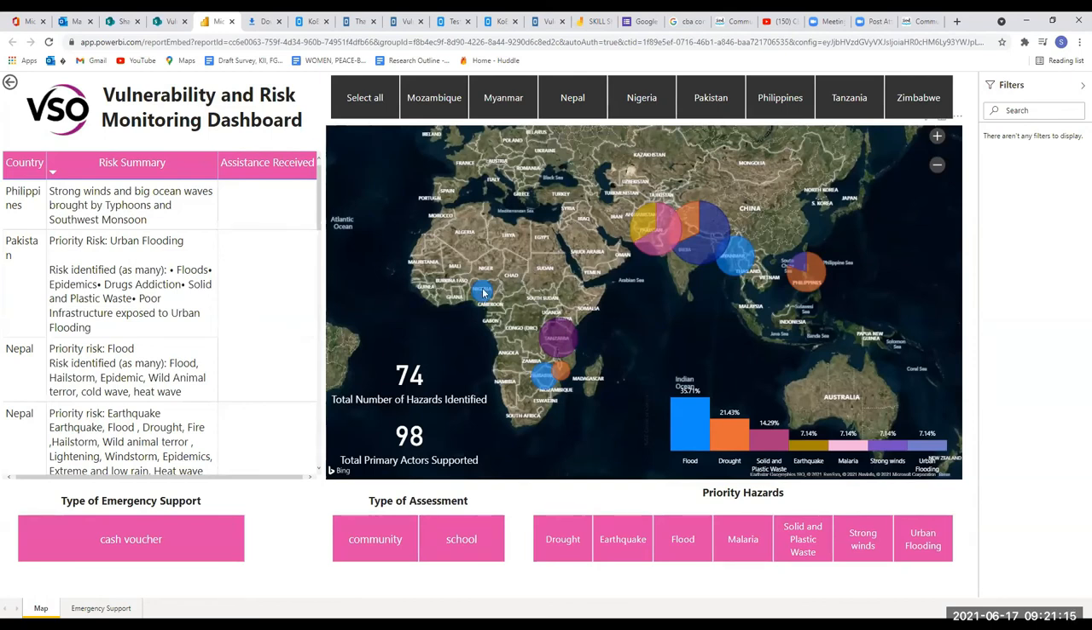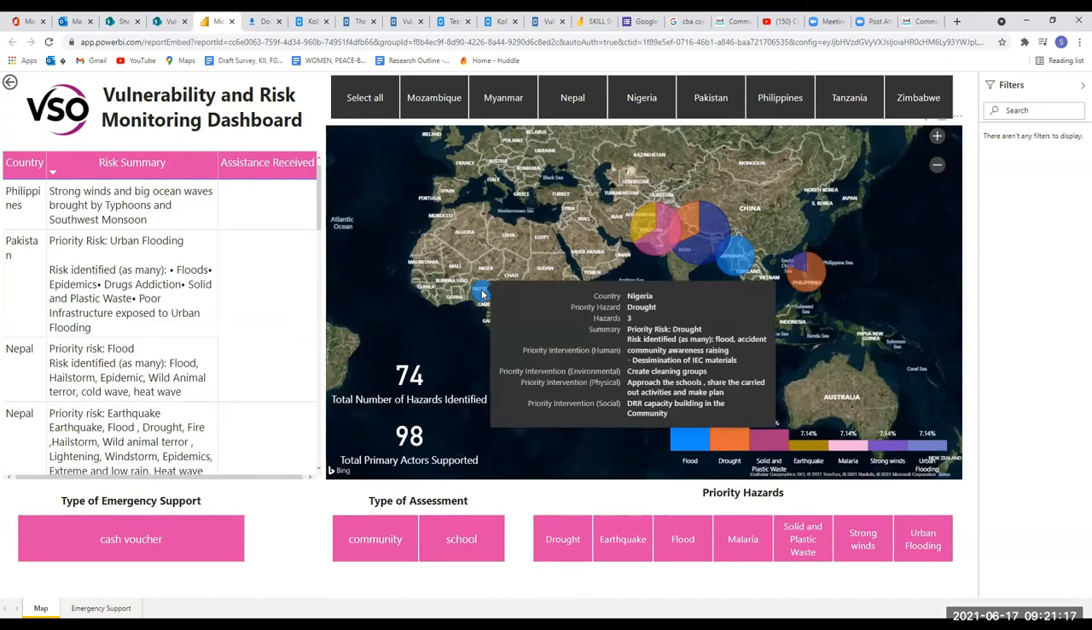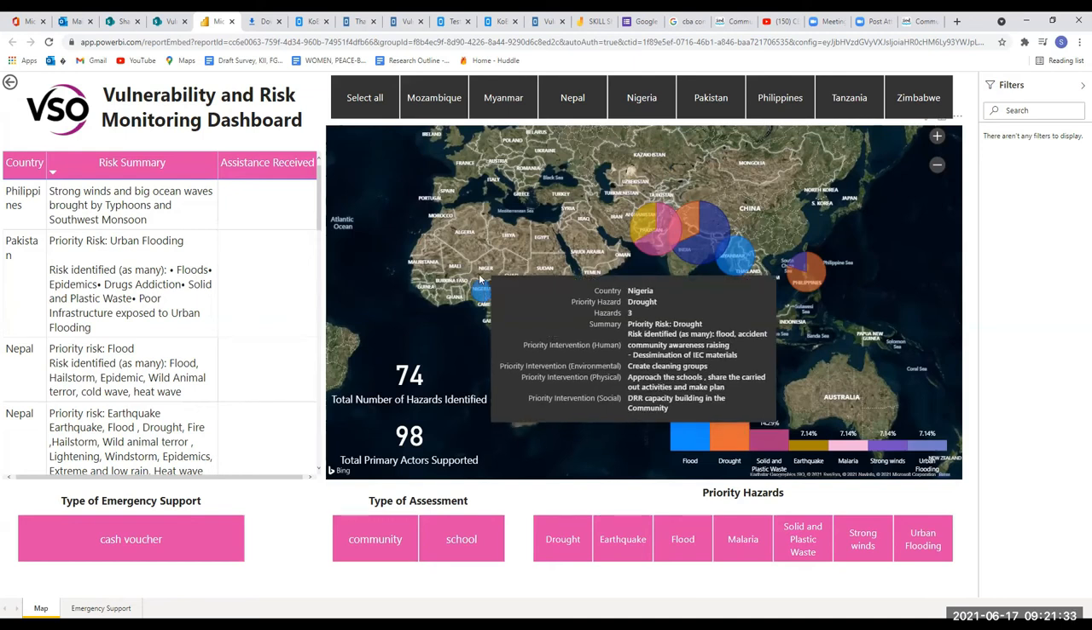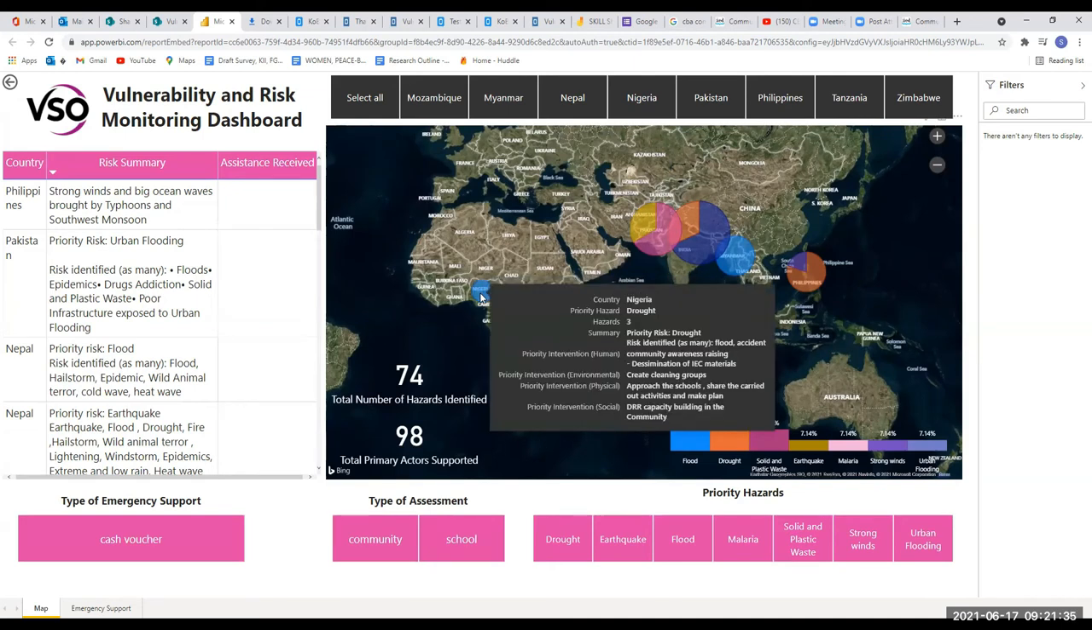What you see in here, we assume, can give us information that can inform decision making in program development or in interventions being carried out by the government or the private sector. So, for example, here in Nigeria, in the assessment that has been conducted by the community, this particular community in Nigeria has identified drought to be the priority hazard, and there are three other hazards identified in there.